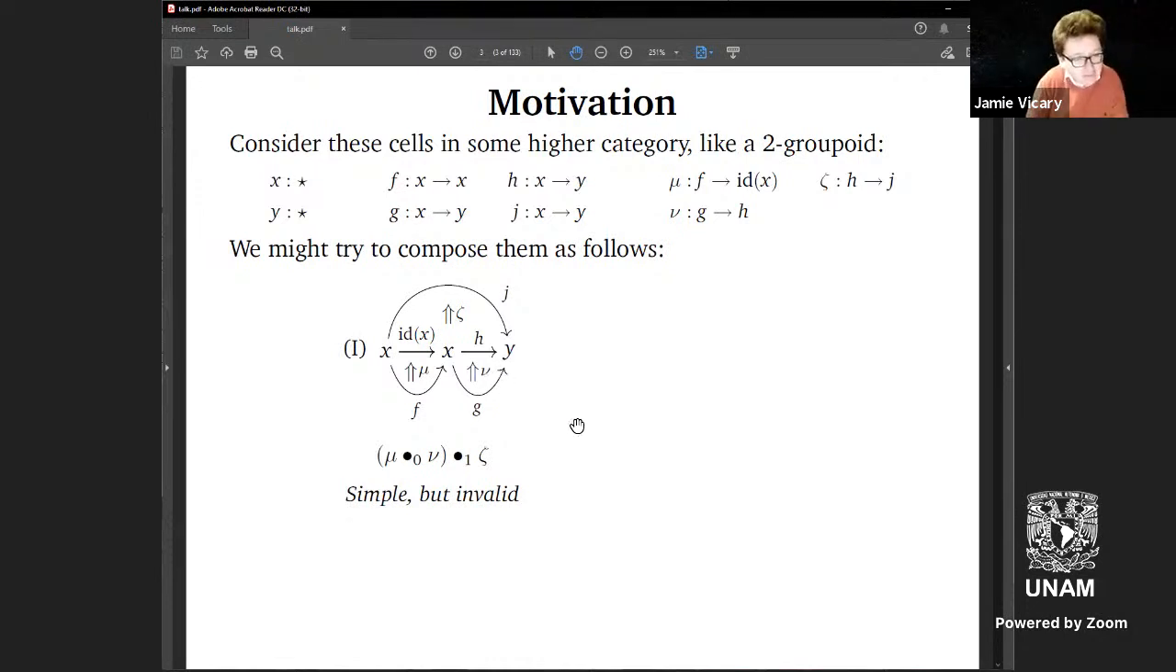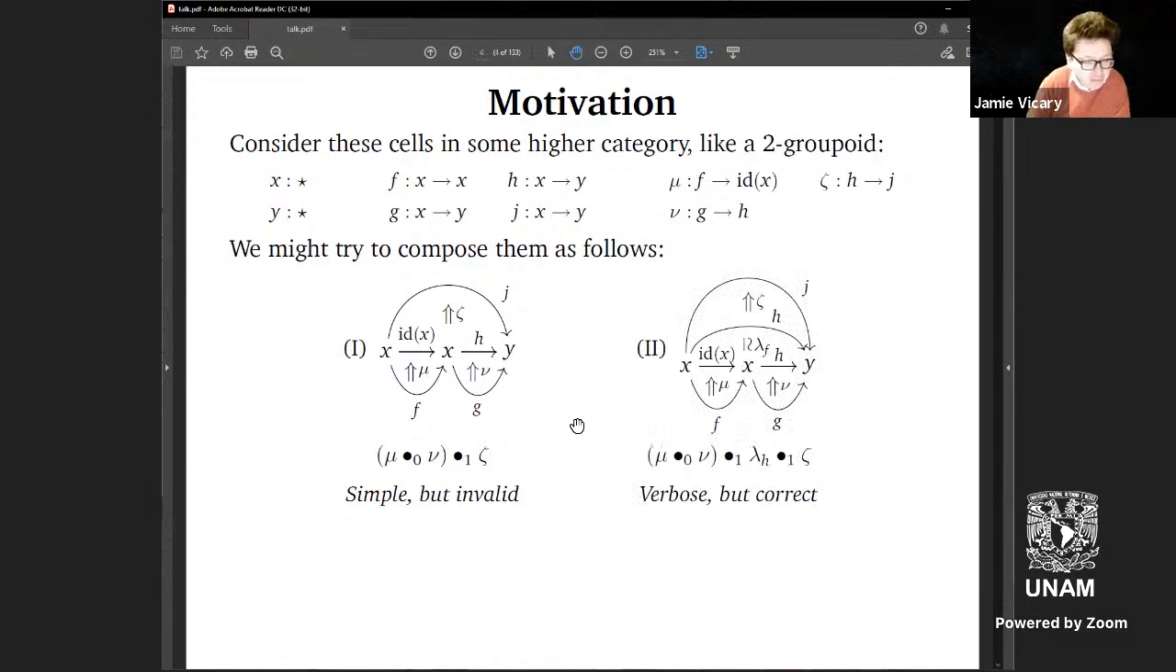So what is the valid syntax that describes this more accurately? Well, we might write something like this instead. The difference now is that we're inserting an extra 2-cell, which we could call a unit, lambda. That's a typo, I should say lambda h. So that's an isomorphism between the identity composed with h and h. If we put this in, then this composite is well defined. That makes sense in a weak 2-category. But it was sort of a pain to have to do that.